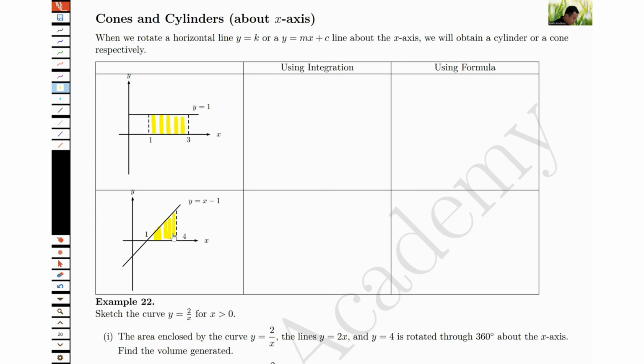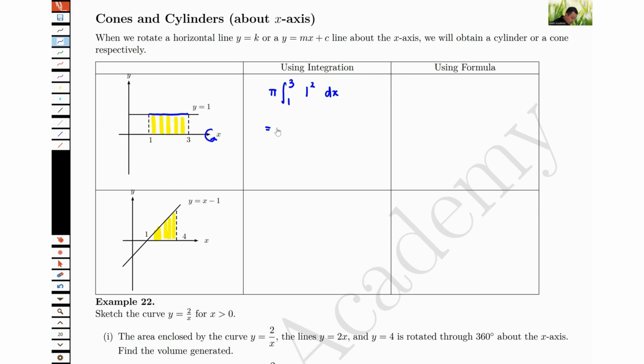For both of them, let's try to rotate that region across the x-axis. Let's start with the familiar one first, using integration. So if I want to find the volume using integration, I am trying to rotate this line across the x-axis. To apply the formula, we go for pi, integrate the extreme ends, which is 1 to 3. Your y is 1, so it's 1 squared dx.